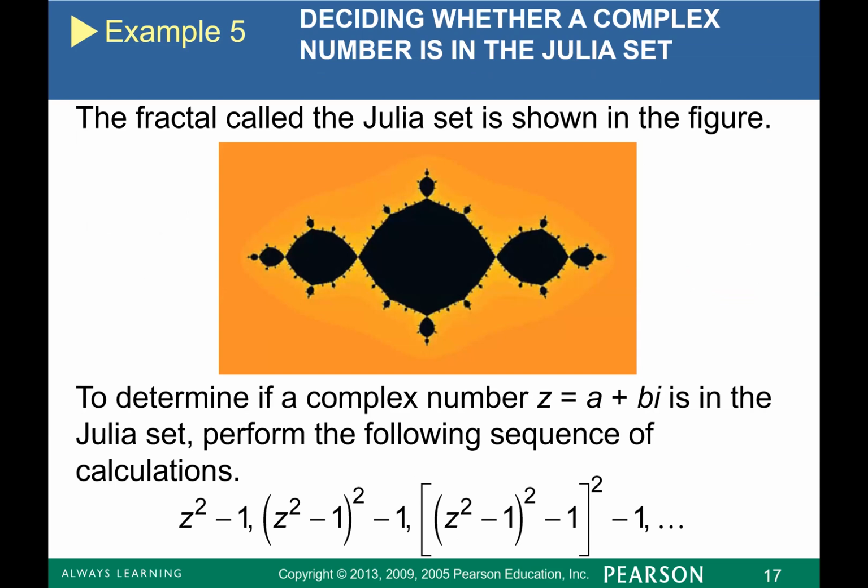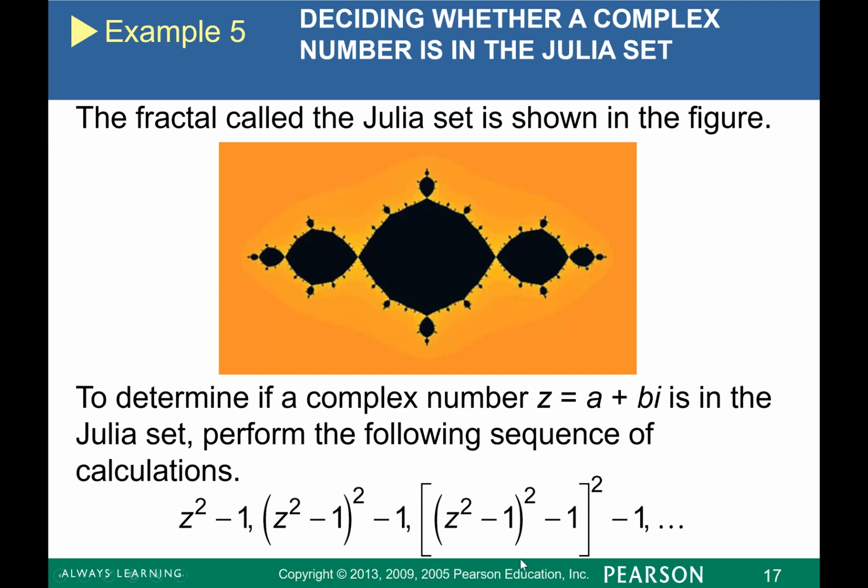Okay, the fractal called the Julia set is shown in the figure. To determine if a complex number z equals a + bi is in the Julia set, perform the following sequence of calculations. So we've got z squared minus 1. We've got z squared minus 1, the quantity squared, minus 1. So what they're doing to get fractals, you keep substituting a function into itself. So they're putting z squared minus 1 in for the z to get the second one.